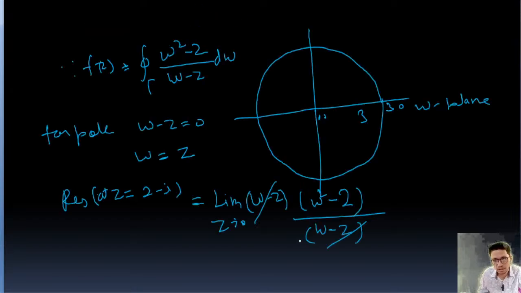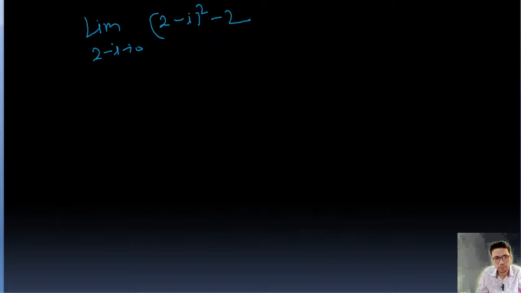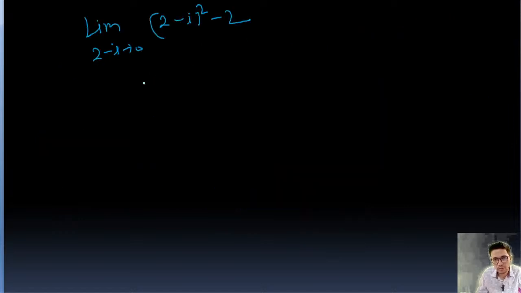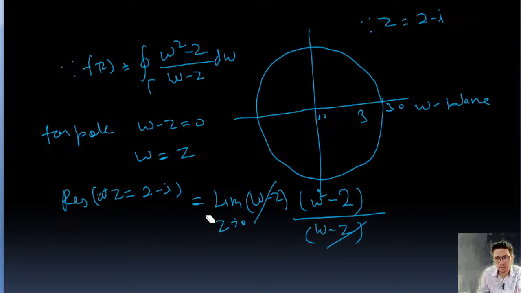So this is w square minus z. W square minus z means 2 minus I whole square minus 2. My apologies, w square minus 2, right? So we have put the value of z. Here z value is given, right? Since z is given, z is 2 minus I. So we have put it. Not 0, guys, my apologies.